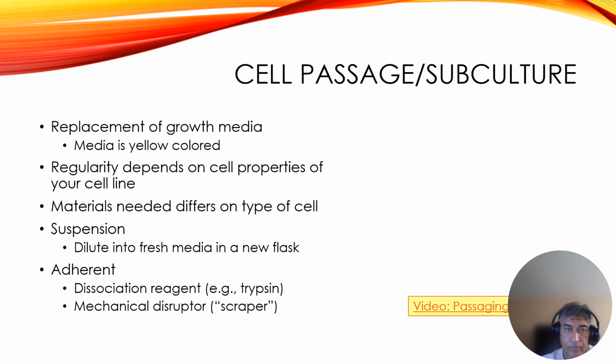Suspension cells are diluted into fresh media in a new flask. We don't throw away all of the suspension cell medium after growth because it has some nutrients that cells still need. Adherent cells require a dissociation reagent, for example trypsin and PBS, and in some cases we also need a mechanical disruptor.